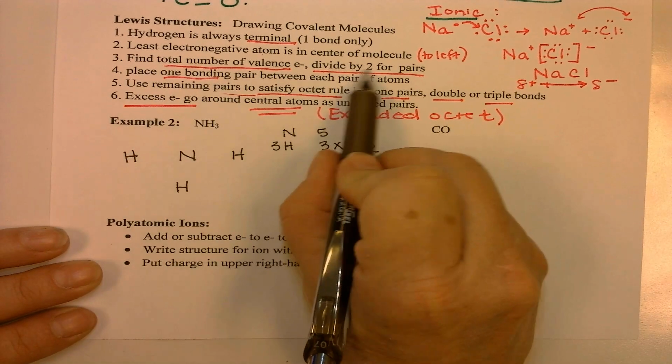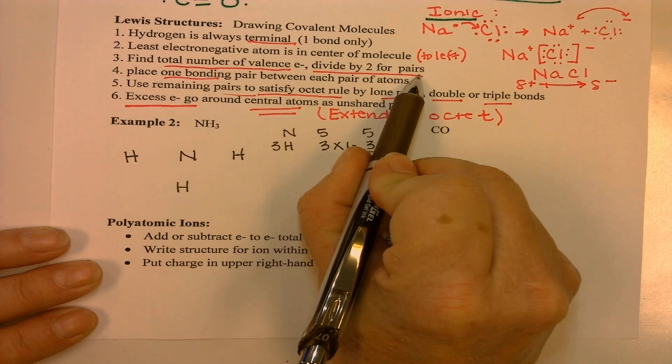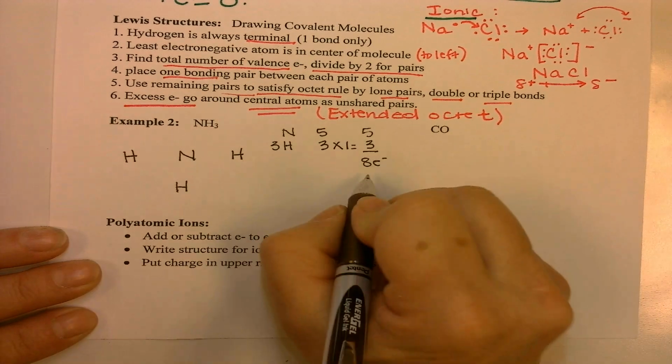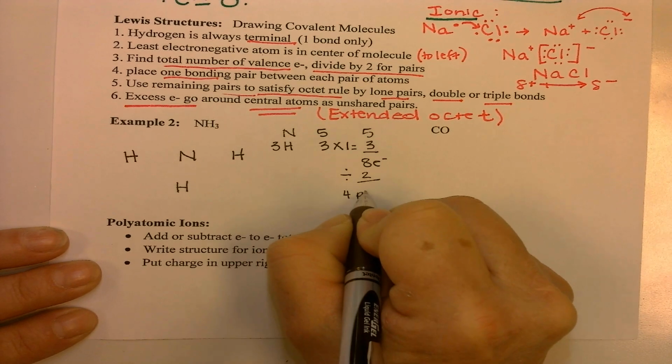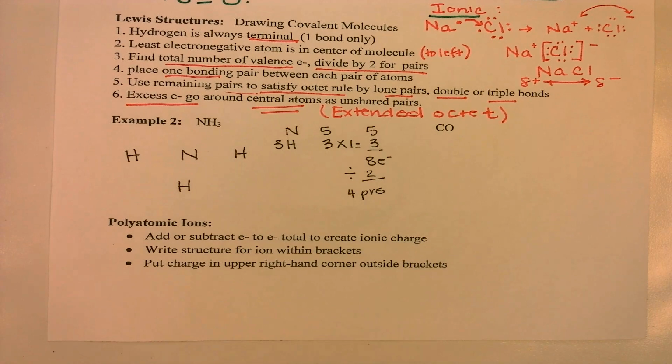Now I'm going to divide by 2, and that's going to tell me how many pairs I have. So I take 8 divided by 2. I have 4 pairs to work with. Now I have to give everybody access to 8, hydrogen 2, using 4 pairs. That's what I have. All right?